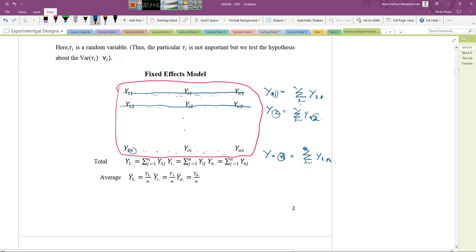And now if I add y double dot, that will be equal to summation i is equal to 1 to a and summation j is equal to, I'm sorry, 1 to n of y_ij. If I add all these data points, that will give you the grand total. So this can be called the grand total.